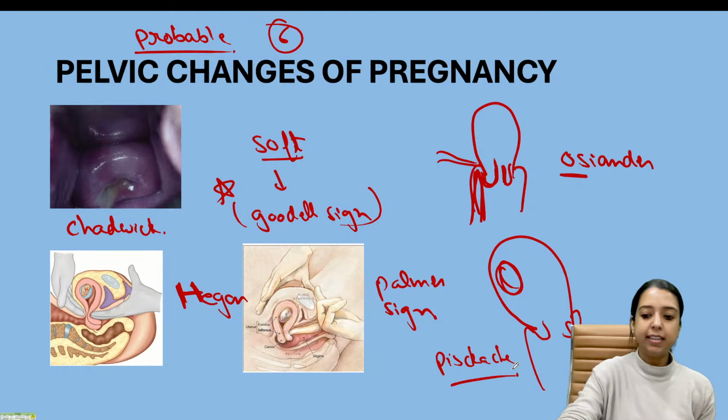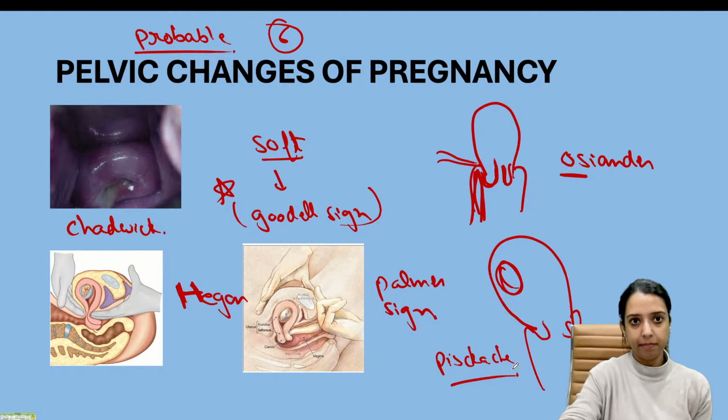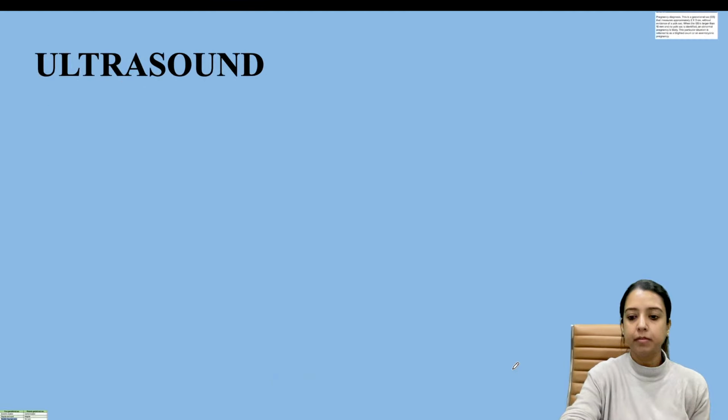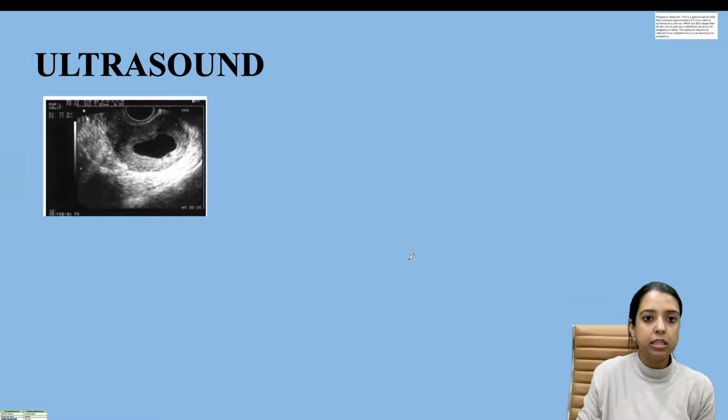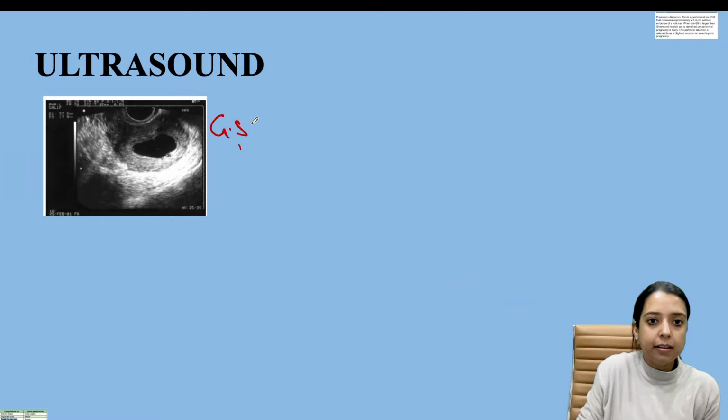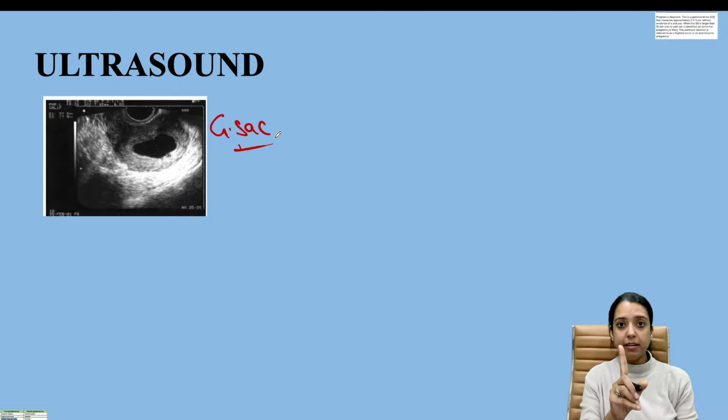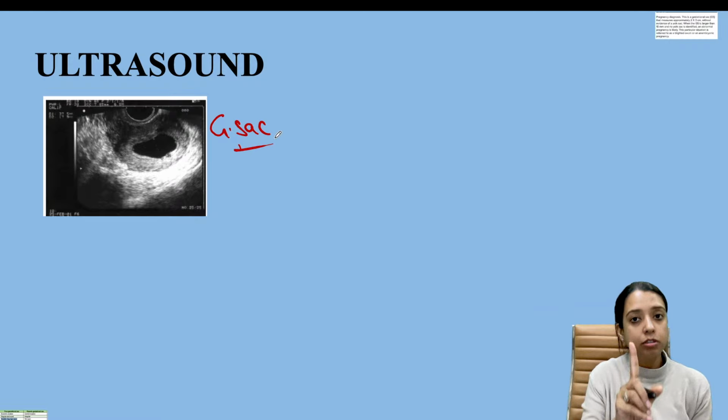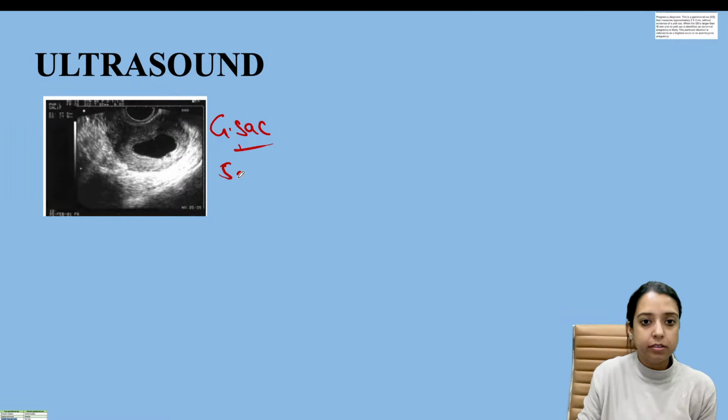Okay? So these are the 6 pelvic signs seen in pregnancy. Correct? Ultrasound, yes. One of the diagnostic tests. Remember, see, feel and listen. So one of the diagnostic signs of pregnancy. On ultrasound, the first sign of the baby which is seen is the G-sac. It is not the confirmatory sign, but it is the first sign seen at 5 weeks.